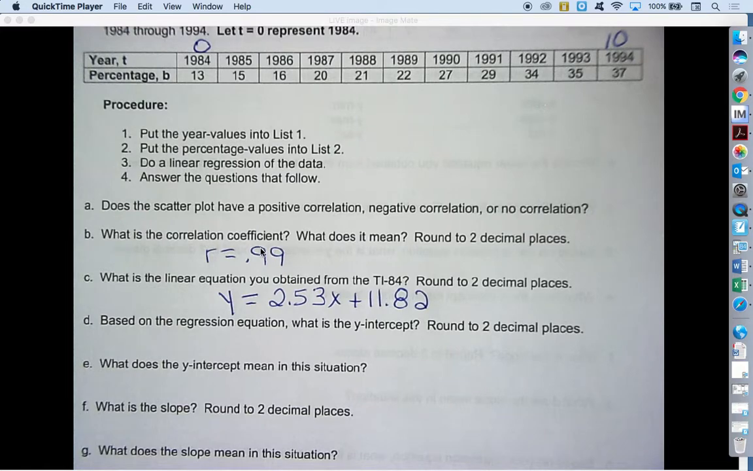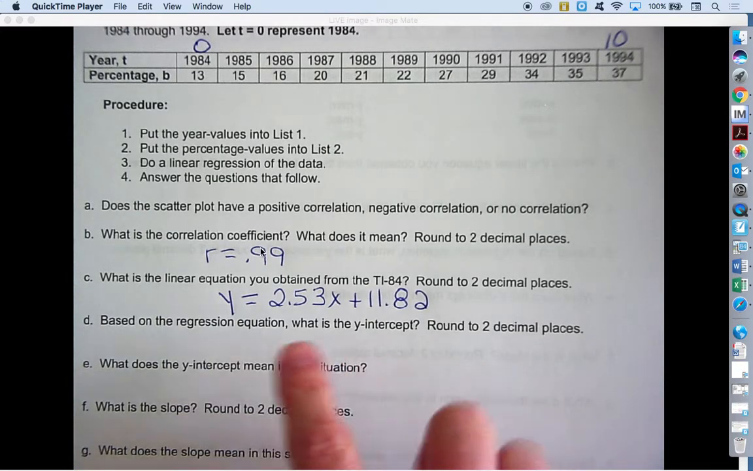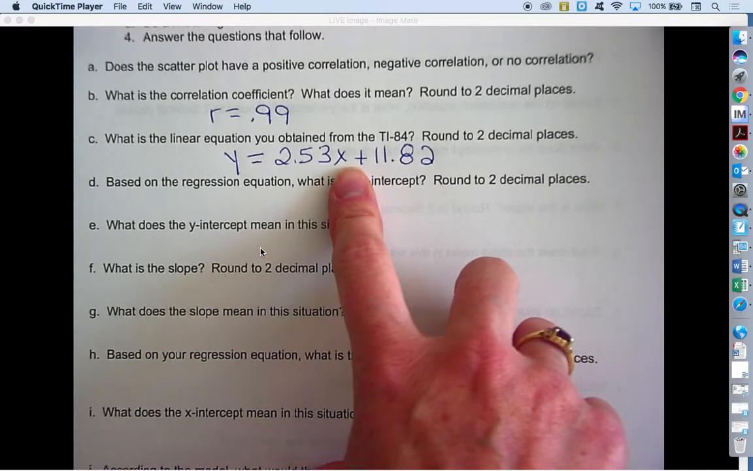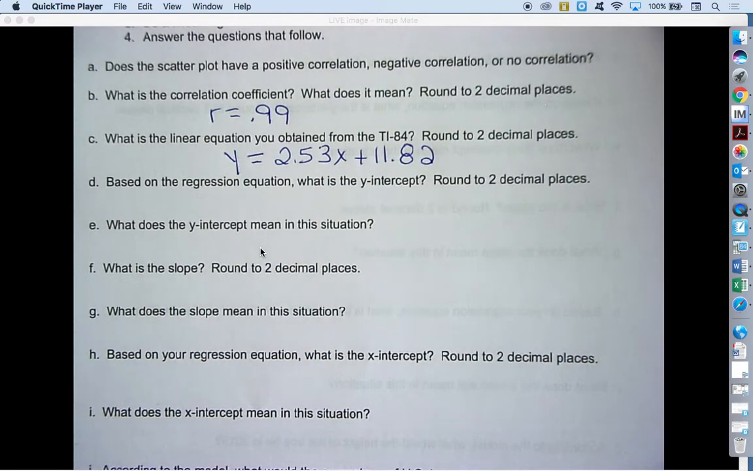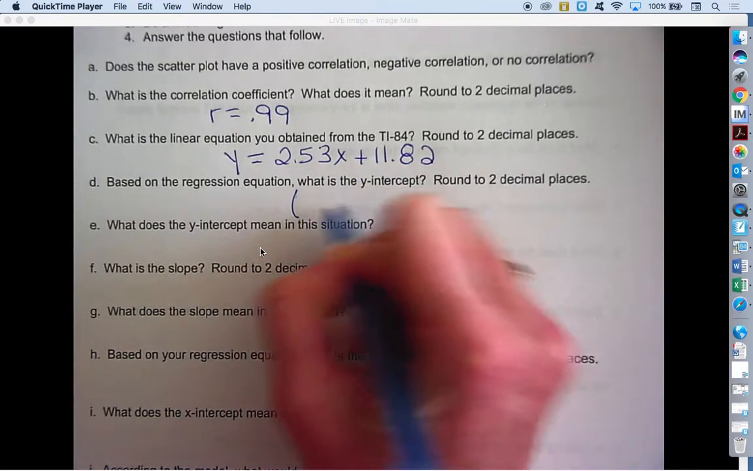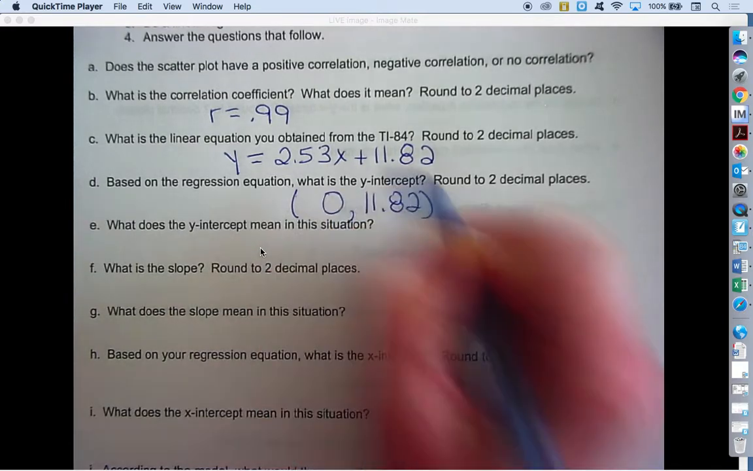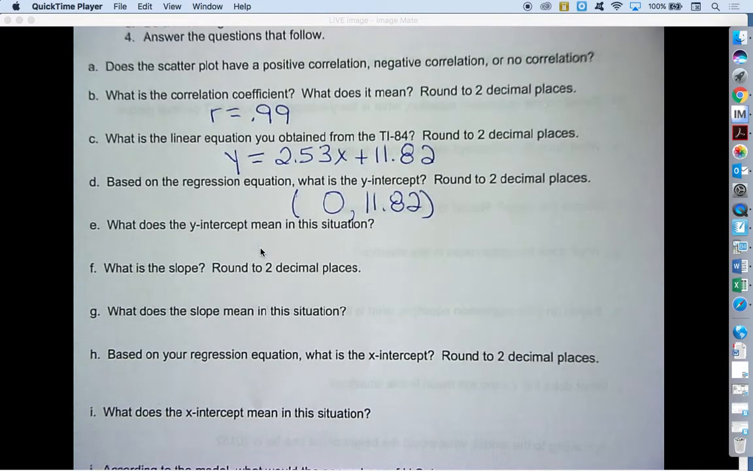So the other questions that are listed below are based off of using this equation. So letter D says, what is the y-intercept? Well, we know the y-intercept is the b value. So that would be 11.82. But I really need you to get in the habit of writing it as an ordered pair. So (0, 11.82), because the 0 represents something, and the 11.82 also represents something. But a y-intercept is a point on the graph where x is 0.